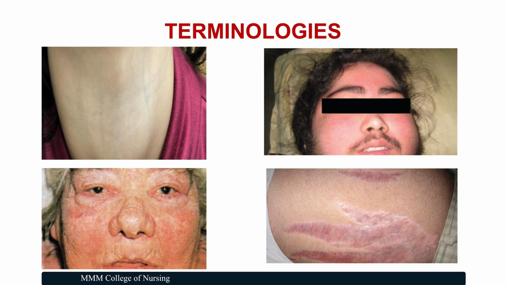Next one is buffalo hump. It is a fat pad that accumulates on the upper back and neck. It is a classic sign of Cushing syndrome. Next one is striae or stretch marks. The purple or dark pink striae are a hallmark of Cushing syndrome. Next one is moon face. It is a round, fully puffy face seen in Cushing due to fat deposition in the cheeks.